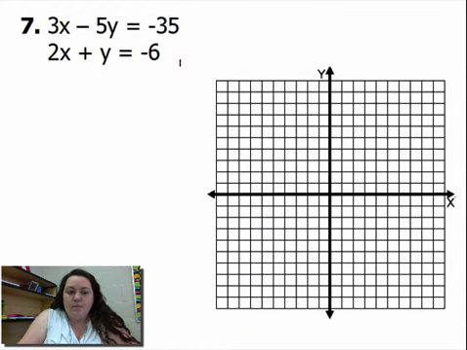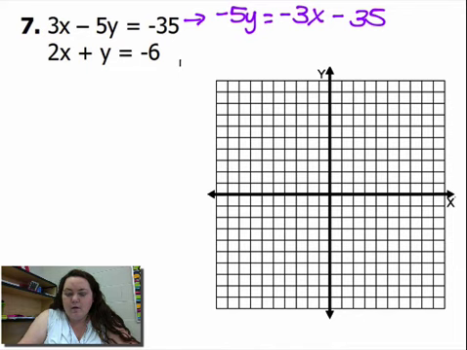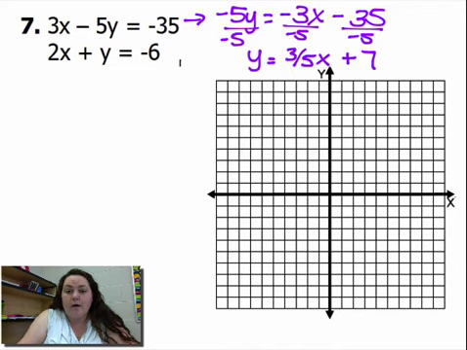Number 7, 3x minus 5y equals negative 35. I'm going to subtract 3x on both sides. I'm going to divide everything by negative 5 to get y by itself, and I get y equals 3/5 x plus 7. Now I can graph. I'm going to go up to 7 on the y-intercept, then up 3 over 5, and draw a line.